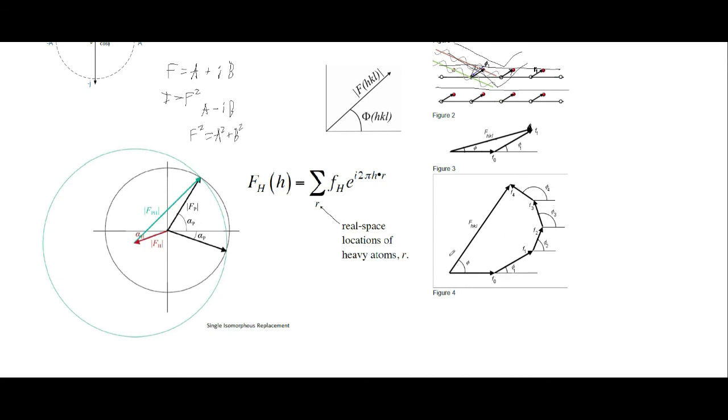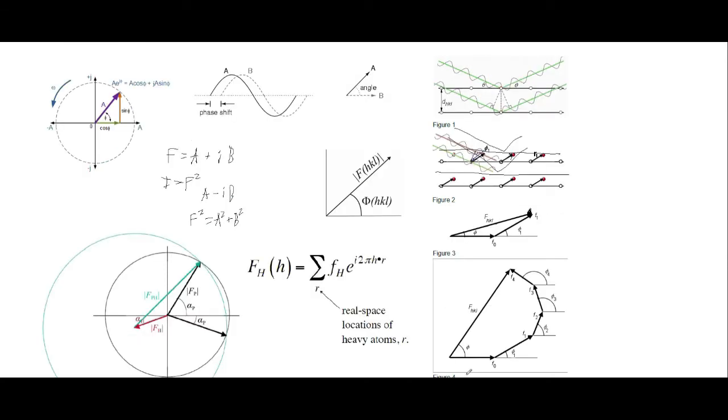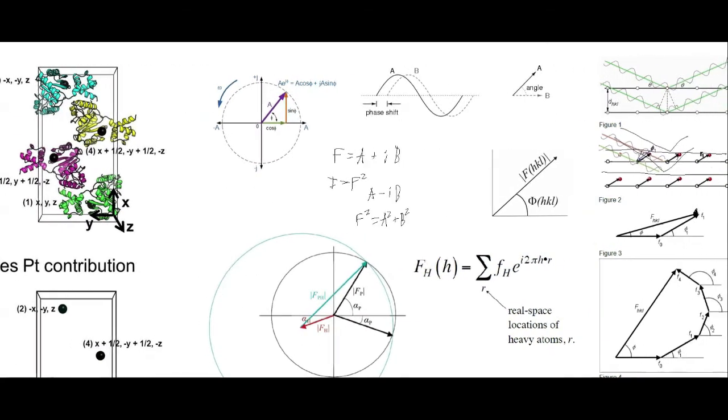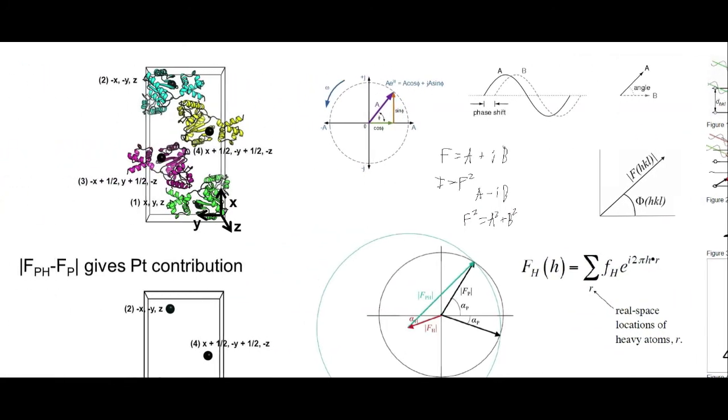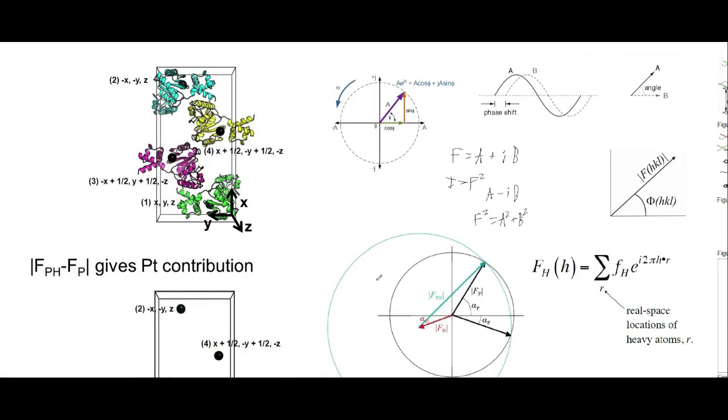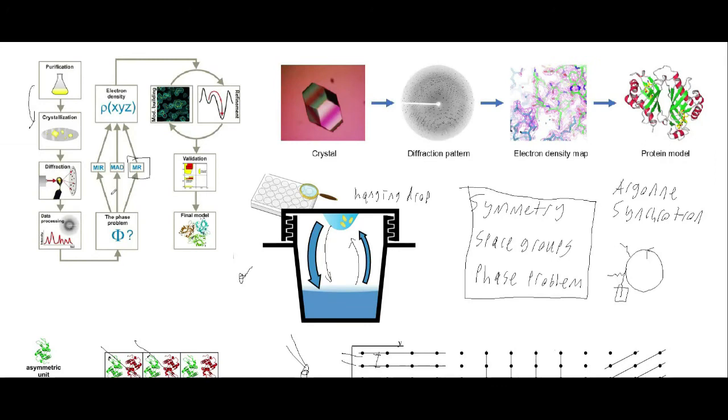So we will only know what this F at HKL is right here, but we won't know all of the different phase differences here. And so what we want to do to be able to find those phases is... I mentioned earlier these three different ways of obtaining the phase data. So we're talking about here multiple isomorphous replacement.